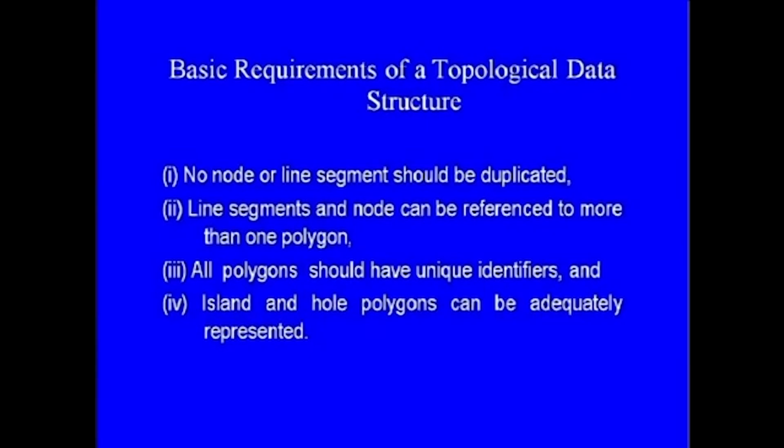So, let us look at the basic requirements of a topological data structure. First, no node or line segment should be duplicated. Line segments and nodes can be referenced to more than one polygon. All polygons should have unique identifiers, and island and hole polygons can be adequately represented.